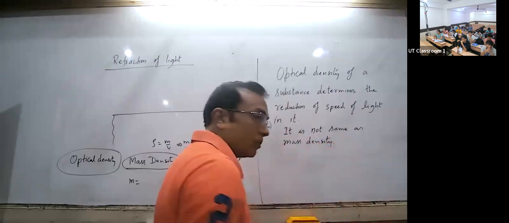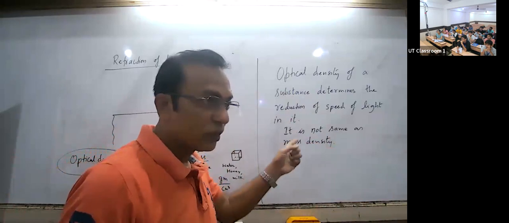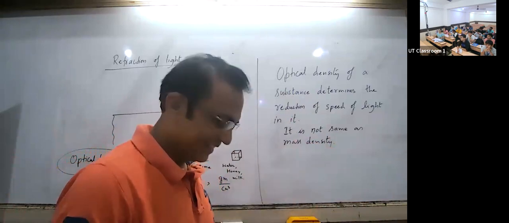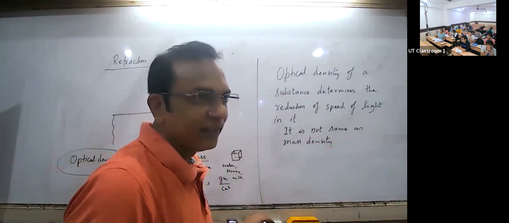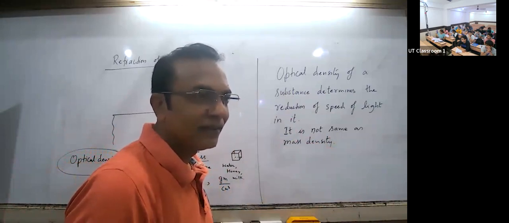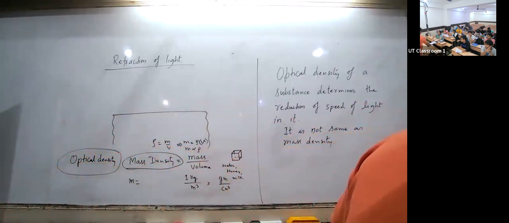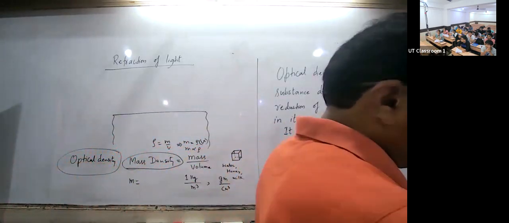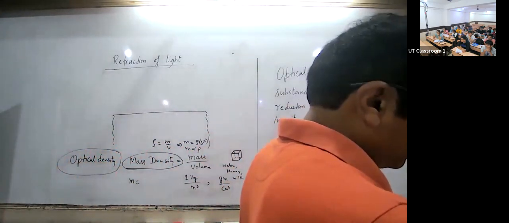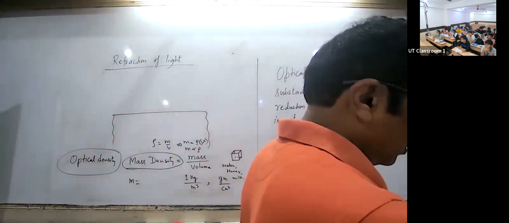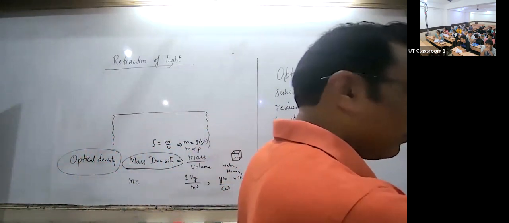Have I answered your question? No optical density. This is optically denser, the second one. That's why the speed got reduced in the second medium. And when the speed is reduced, then it shifts towards the normal.